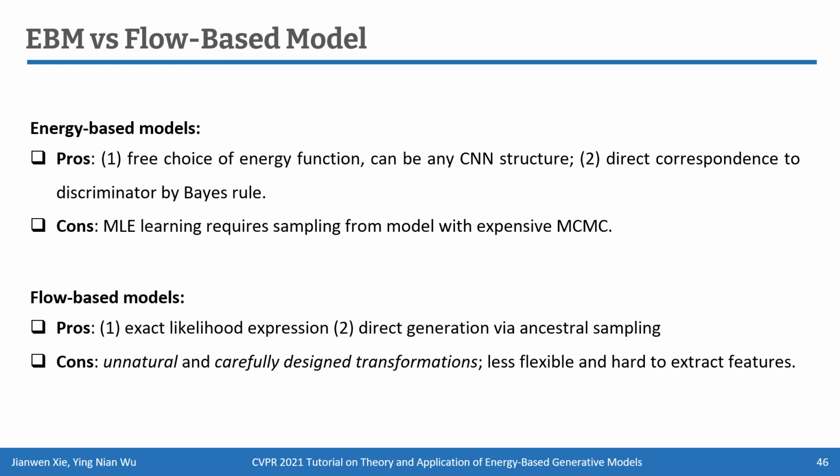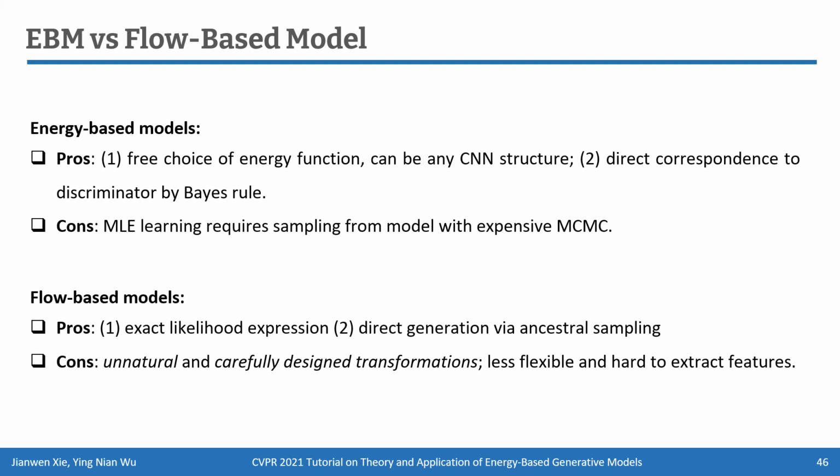You can use whatever CNN or any network to parameterize the energy function, and it directly corresponds to a classifier. But maximum likelihood learning can be very time-consuming because of MCMC sampling. A flow-based model gives us the exact density in normalized form, and it can generate examples by direct ancestral sampling. You sample Z as white noise and transform it into X. This transformation g_alpha is an invertible transformation.